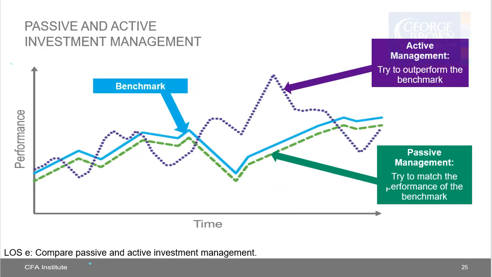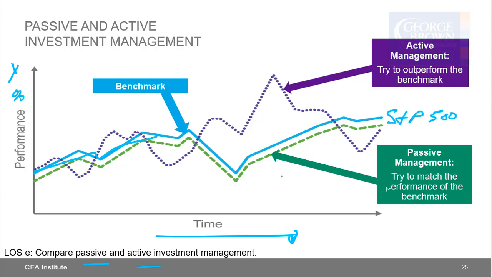Learning outcome statement E is compare passive and active investment management. So here we have a graph. On the y-axis, we have performance. That would be percentage returns. On the x-axis, we have time. So the graph here, it looks like an index. And yes, we could say that perhaps that is the S&P 500 index.